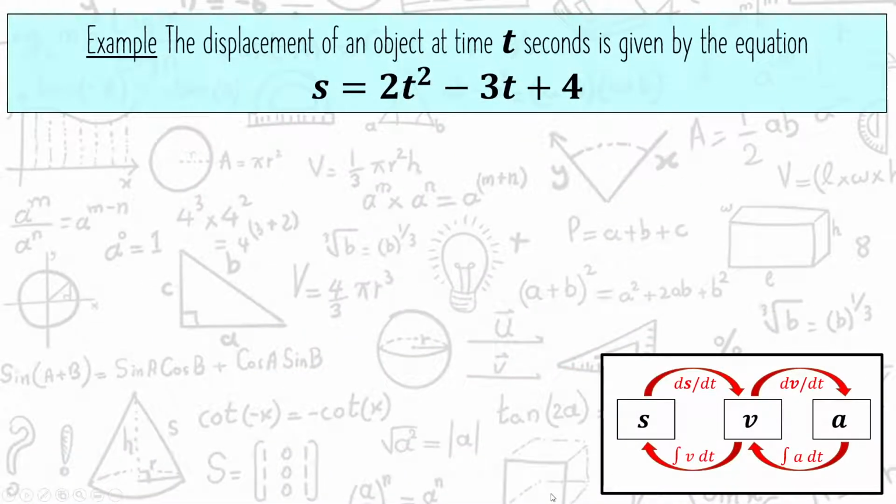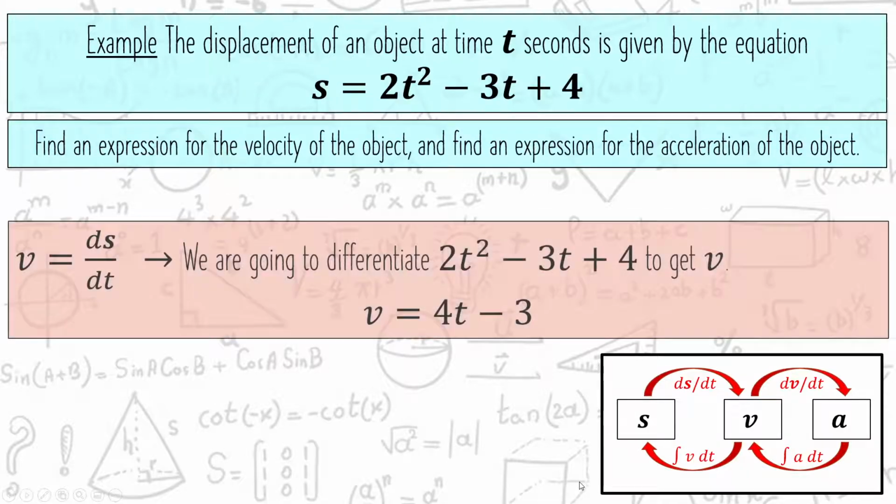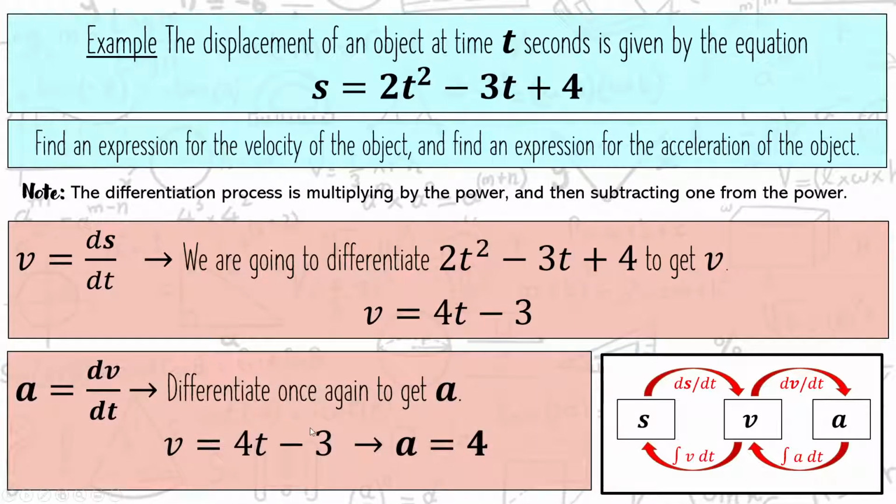Let's have a look at an example. The displacement of an object at time t seconds is given by 2t squared take away 3t plus 4. We're going to try and find the expression for the velocity and an expression for the acceleration. So to find the velocity, we're going to differentiate once, get 4t minus 3, and if we differentiate this expression, we're going to be able to get our acceleration out, which in this instance is just 4.